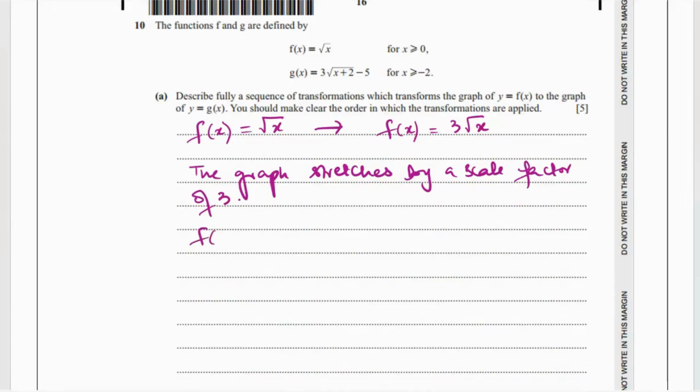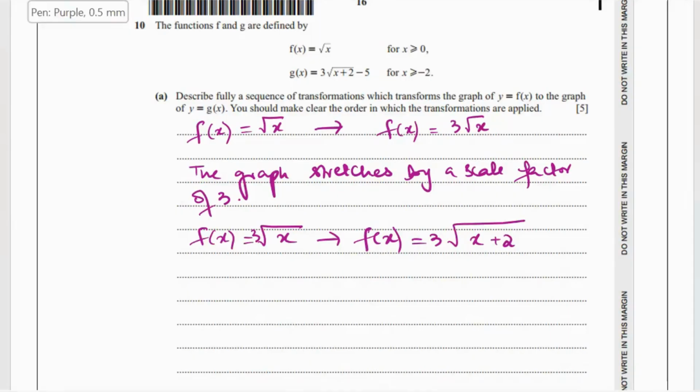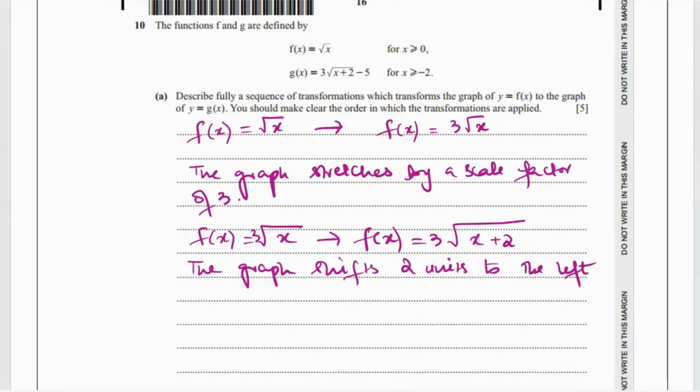Then we add 2 to x. So now that means we're moving 2 units to the left side, which is a horizontal transformation. Whenever you add something directly to x, that means you're moving that units to the left side. If you subtract something directly from x, you're moving that units to the right-hand side.